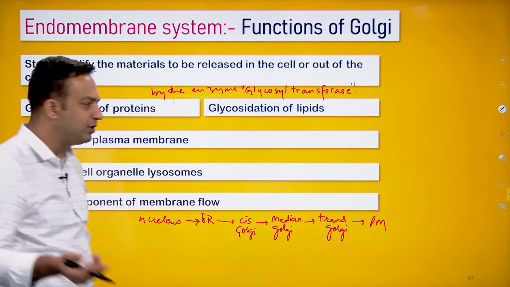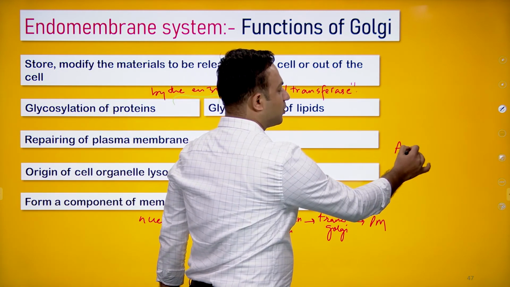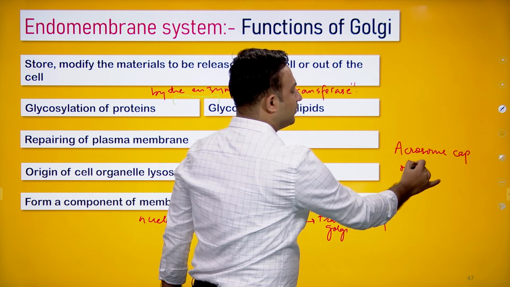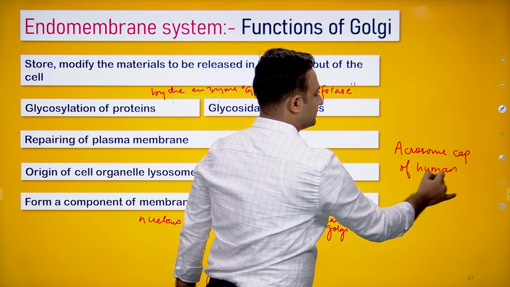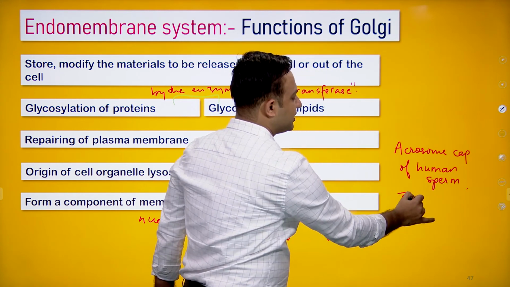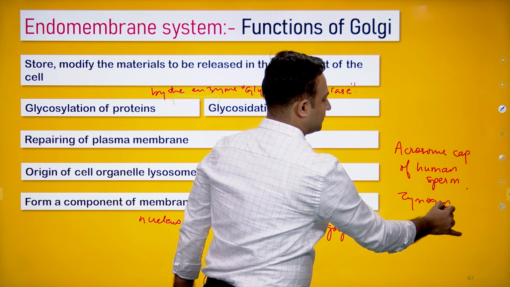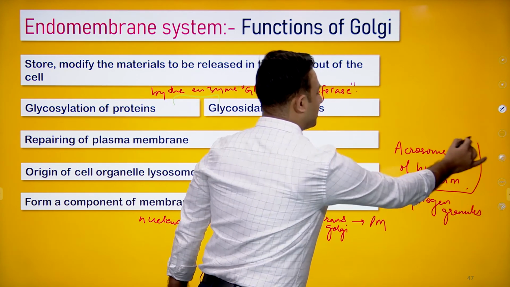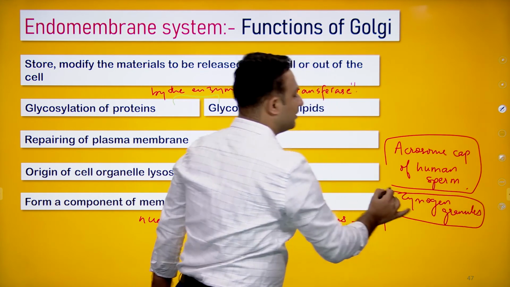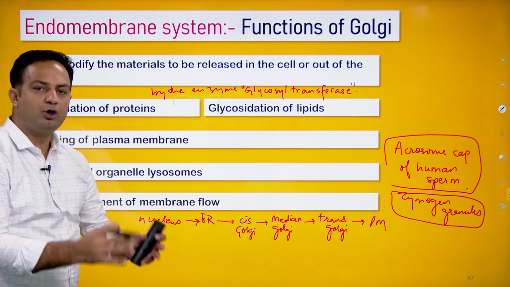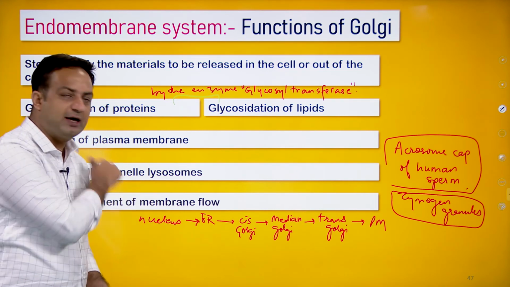There are certain modifications like the acrosome, the cap of human sperm, and zymogen granules. These both are modified Golgi apparatus, right? This is the Golgi apparatus. Done.